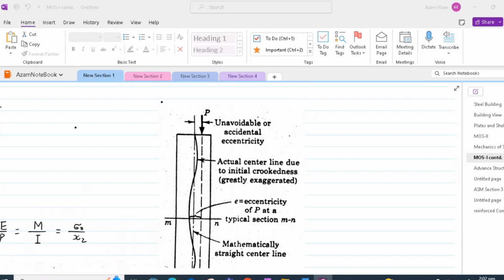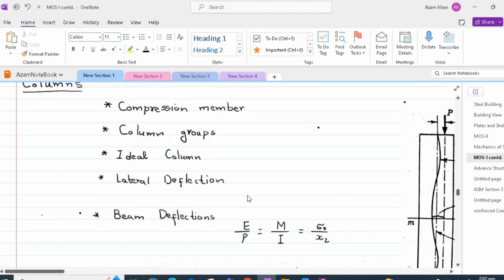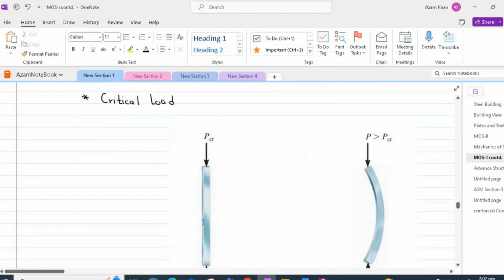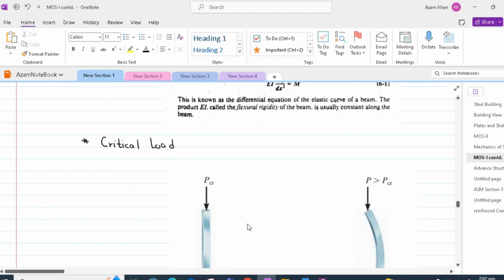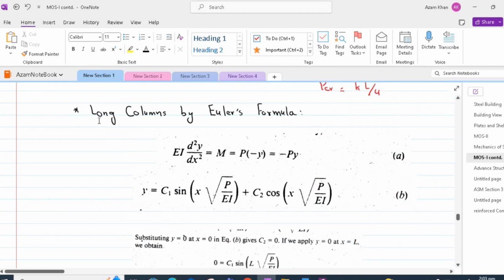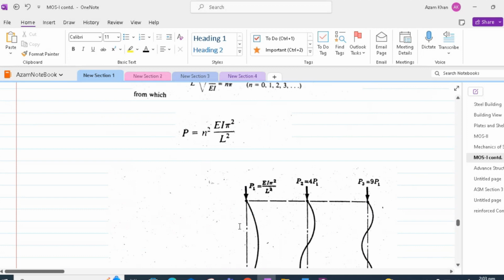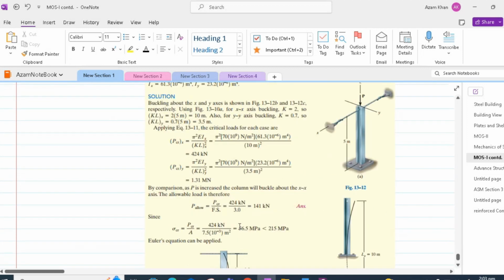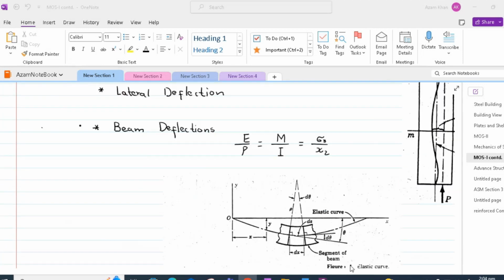It is this indeterminateness that gives rise to many formulas in the case of intermediate columns, and many codes of practice address these formulas. In the following discussion, we will first of all discuss beam deflections. After that, we will discuss the critical load, and finally, we will derive a long column formula by Euler and work out some examples. Let us first discuss beam deflections.